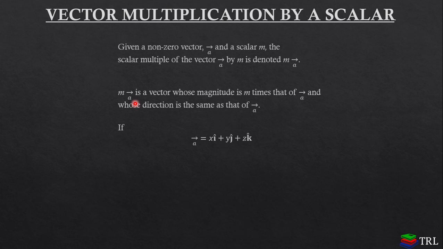Now, if vector A is denoted by x i hat plus y j hat plus z k hat, then the vector multiplication by the scalar m gives us mx i hat plus my j hat plus mz k hat. Now, we use a hat to represent a unit vector. So in this case, i hat is a unit vector along the x-axis, j hat is a unit vector along the y-axis, and k hat is a unit vector along the z-axis.